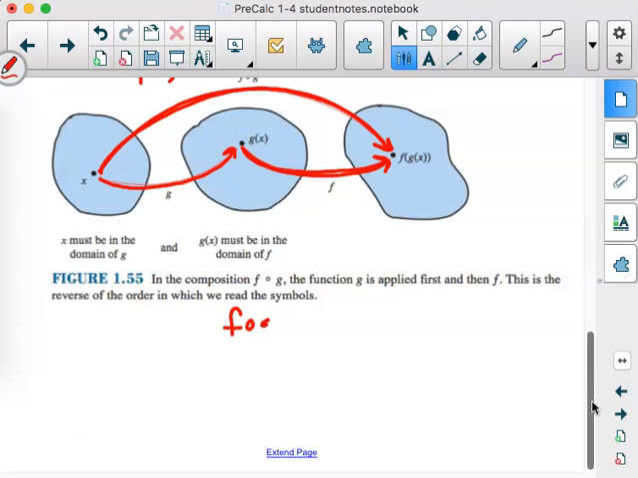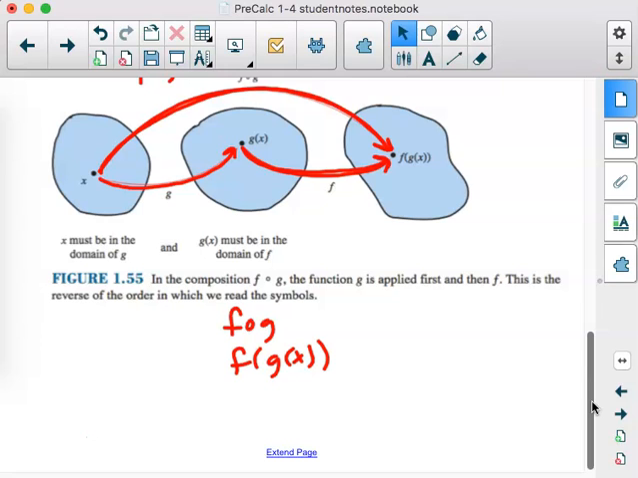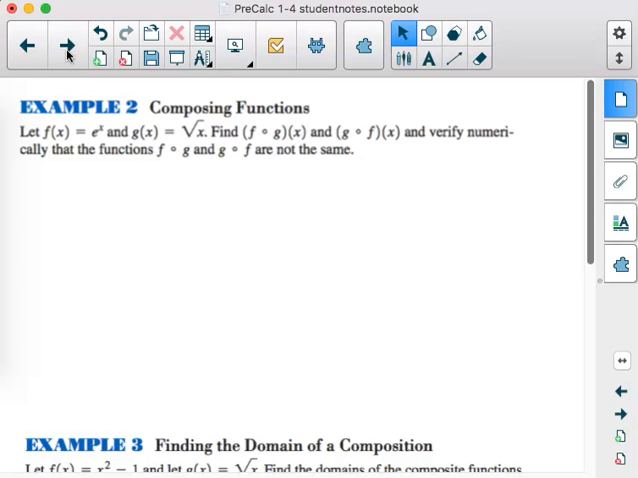This says f of g, but really we're going to start with g because g has to go inside the other function. It has to be substituted into it. So example 2 has us using the composing of functions.